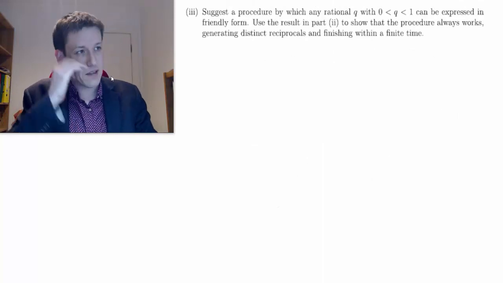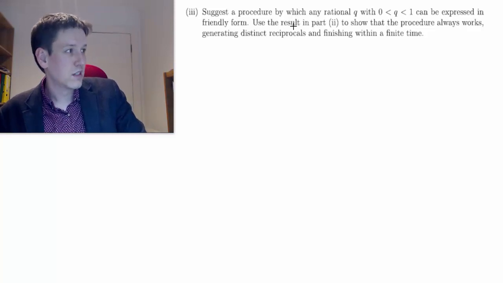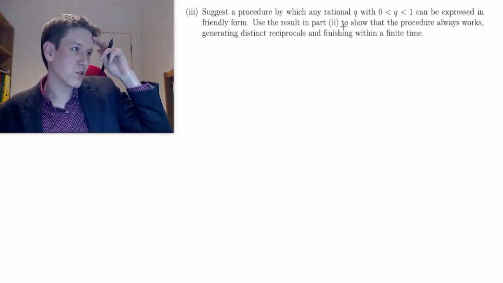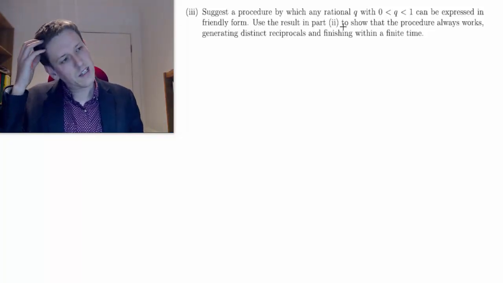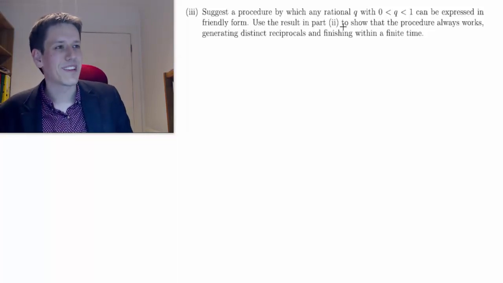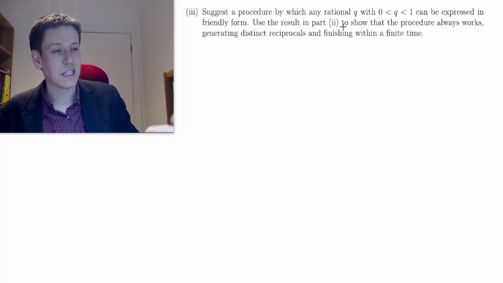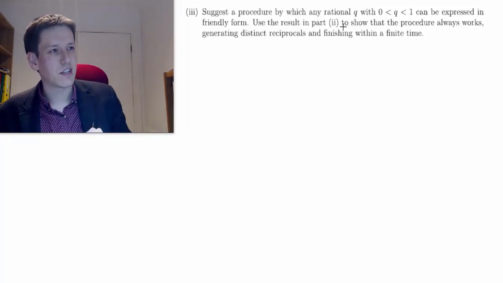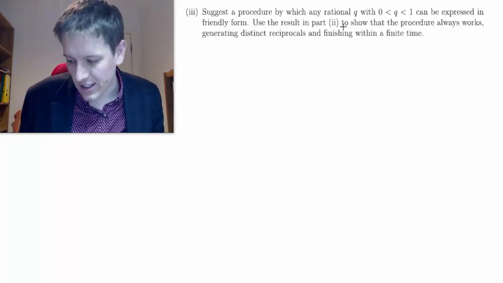Okay, so it says in part 3, suggest a procedure by which any rational q can be expressed in friendly form, and use the result in part 2 to show that the procedure always works, generating distinct reciprocals and finishing within a finite time. So again, this is important for computer science: when you write a computer program that does something algorithmic, it's not going to just keep running forever. So the fact that we've got a finite number of terms in this friendly form means that if I were to write this as a computer program, that program would terminate in finite time.